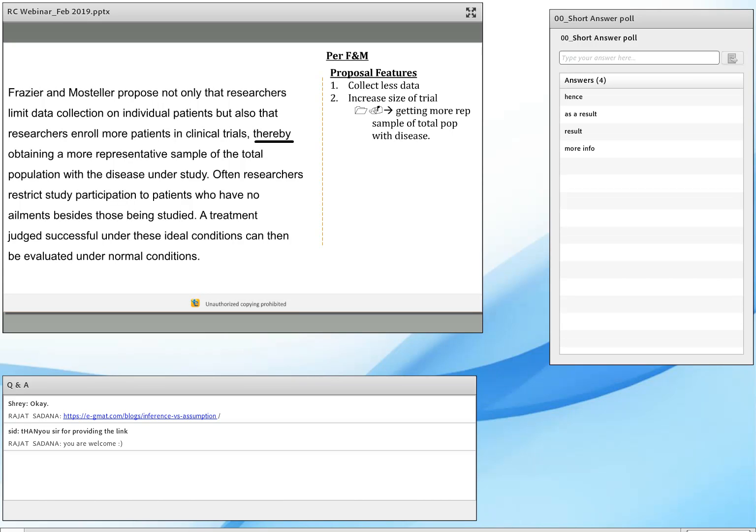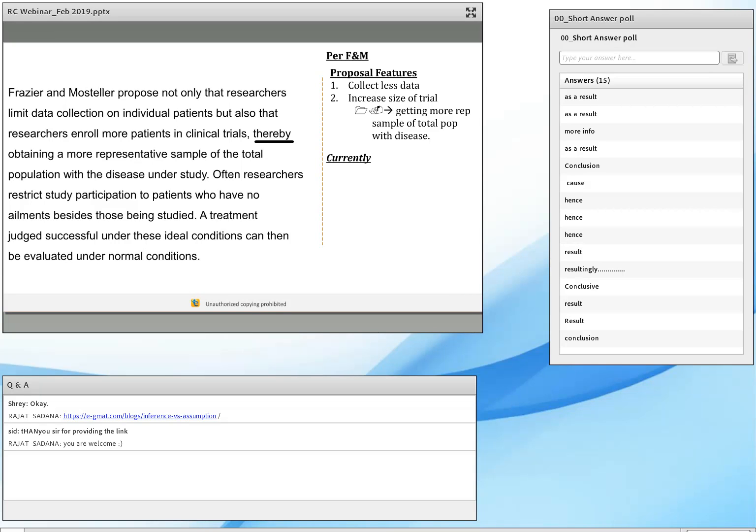What is the importance of the word thereby? As a result, hence, that's an outcome. Thereby is an outcome, thereby obtaining a more representative sample of the total population with the disease under study. So you get a more representative sample overall. And that's again another keyword you need to really worry about.